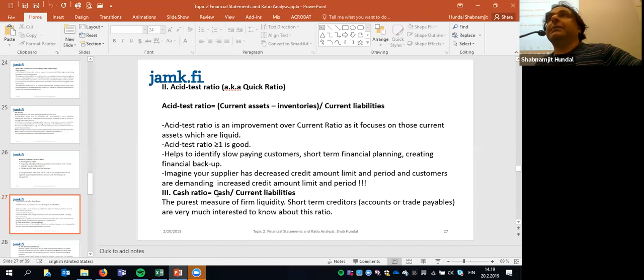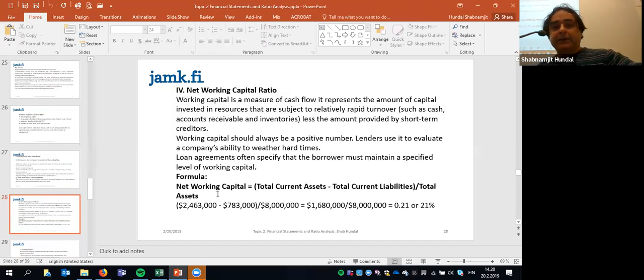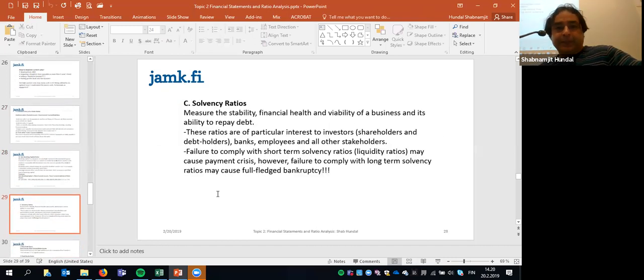Cash over current liabilities. At any point of time, this ratio is good. The higher the ratio, the better it is. It means that if the company has more cash, you are able to finance your expenses faster. You don't have any liquidity crisis. But once again, one size doesn't fit all.